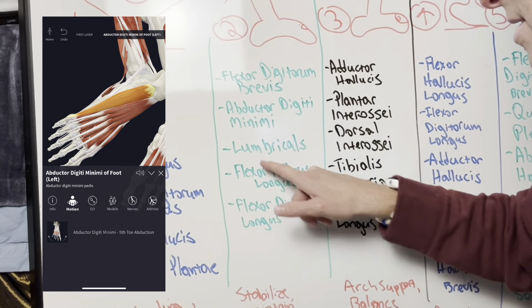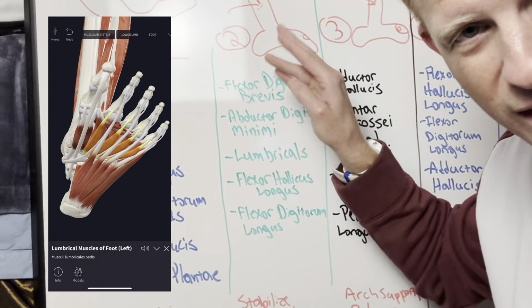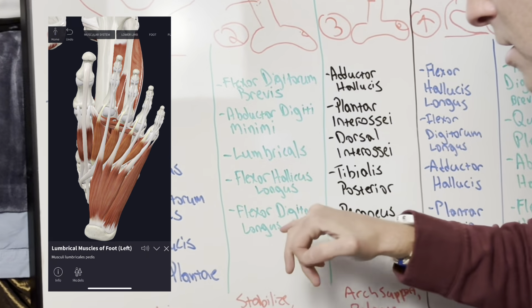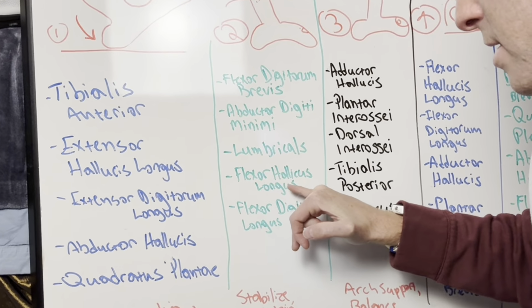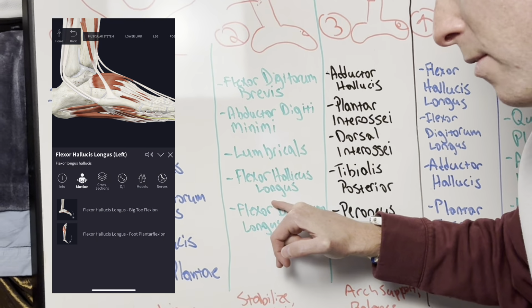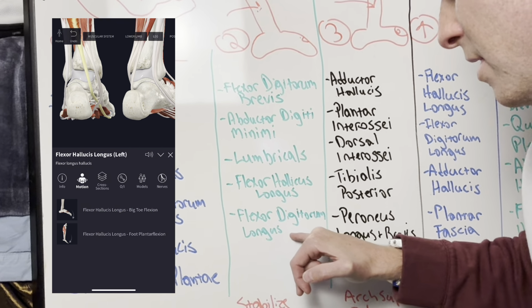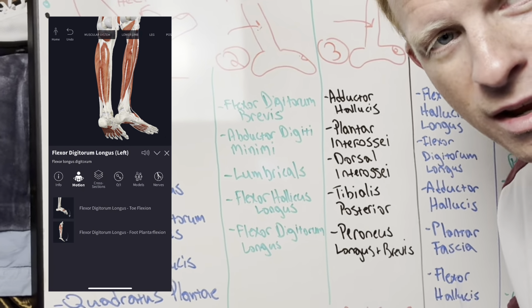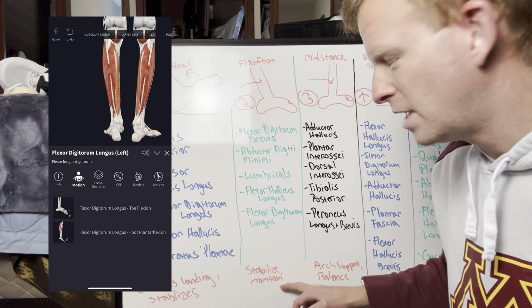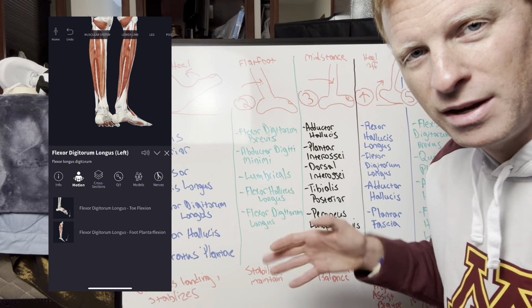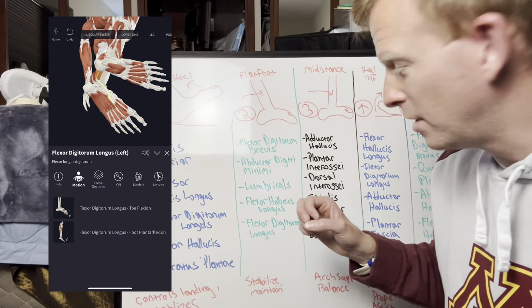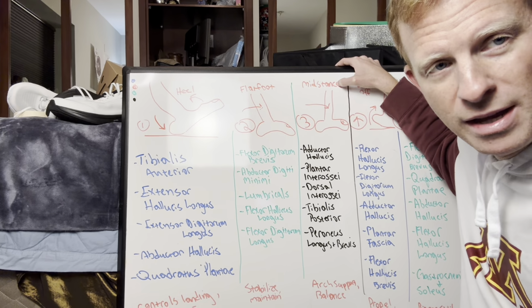There on your screen is that. Lumbricals, which are kind of these little ones in between the toes. Again, the flexor hallucis longus is there as well. Flexor digitorum longus. Again, all these things are designed to stabilize and maintain the posture and the structure of the foot. Okay. Moving on to mid stance.